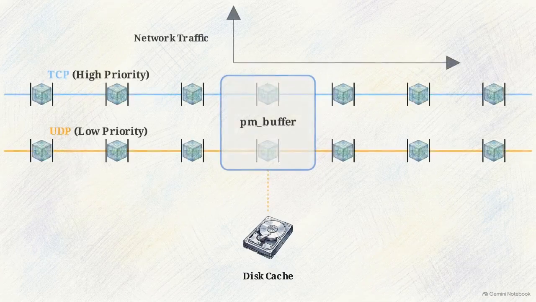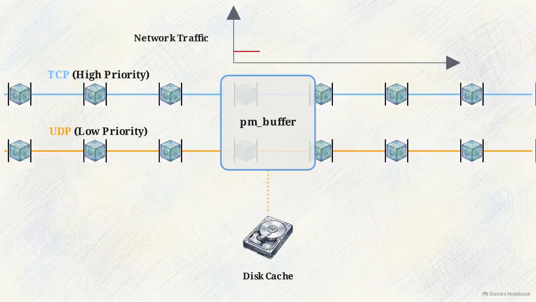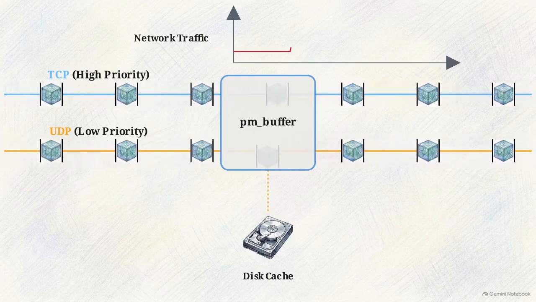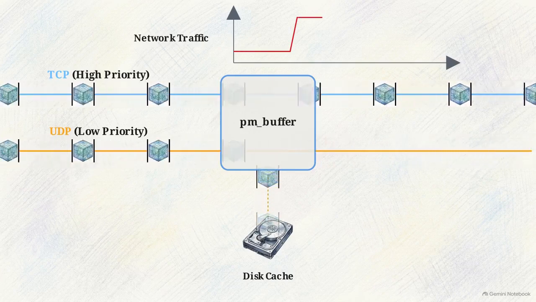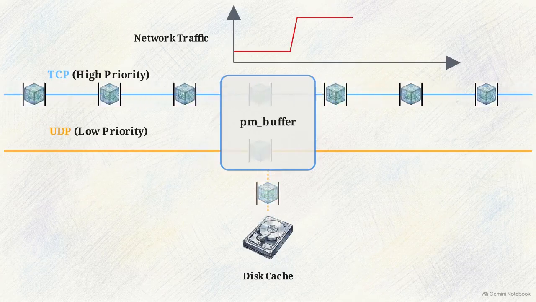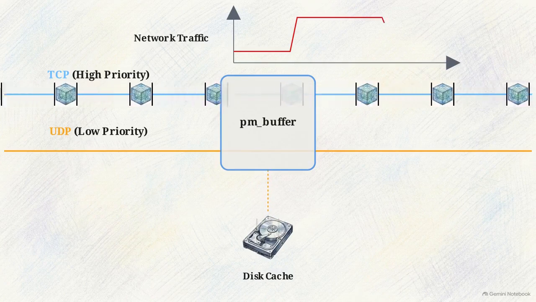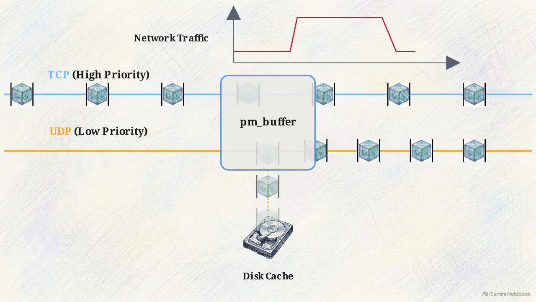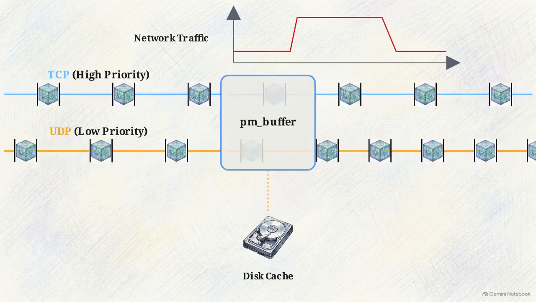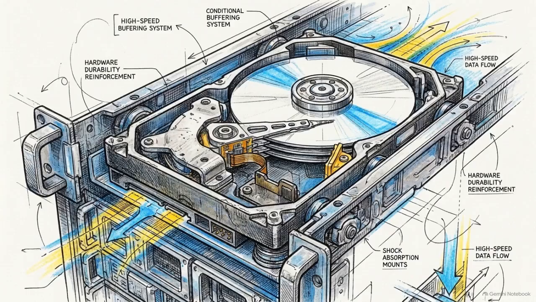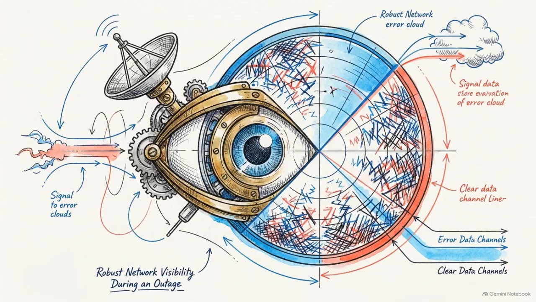It executes prioritized processing. During a traffic spike, the system protects critical TCP streams by physically caching lower priority UDP messages to disk. Once the TCP spike subsides, the disk buffer smoothly empties the cached UDP messages back into the main processing pipeline. This hardware-level conditional buffering at the edge guarantees message durability. It prevents total SIEM blindness during catastrophic network outages.